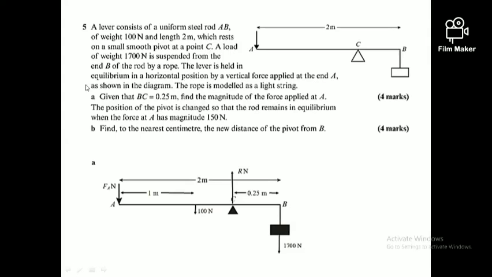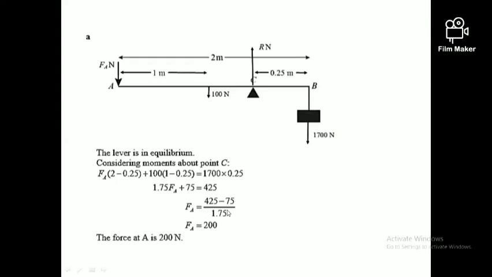The lever is held in equilibrium in the horizontal position by a force applied at point A. I just applied a force F over here, right? The rope is modeled as a light string, given that BC is 0.25, right? Find the magnitude of the force applied at A, right? Okay, let's go ahead with this, right?